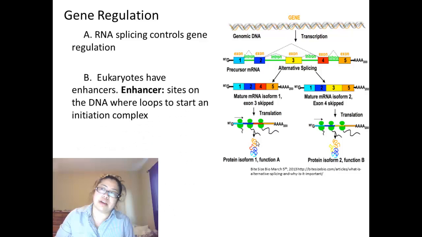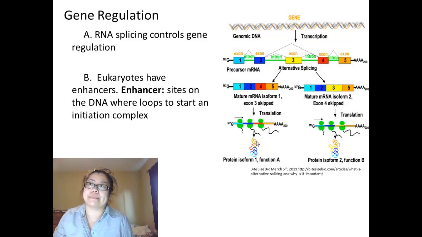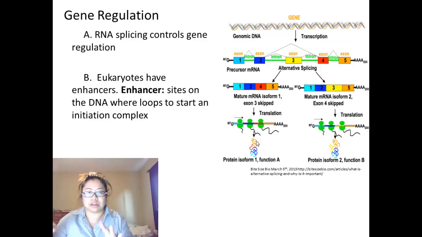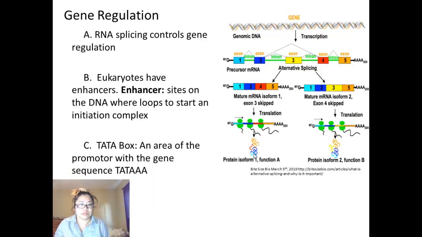Eukaryotes also have composites called enhancers. Enhancers are the sites on DNA where the DNA loops to start an initiation complex. Basically, the DNA will loop itself like a homing device to have proteins start adding on, to say, okay, we're going to start forming a complex to start the process of transcription.